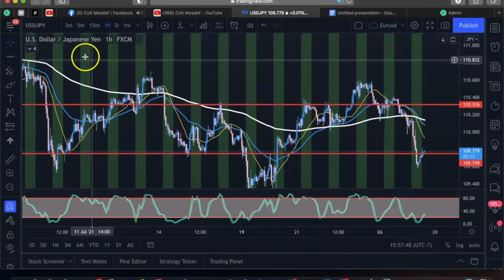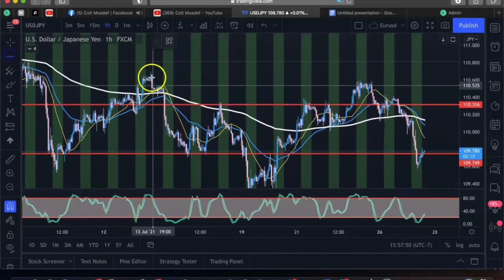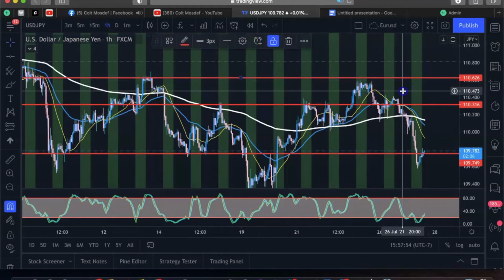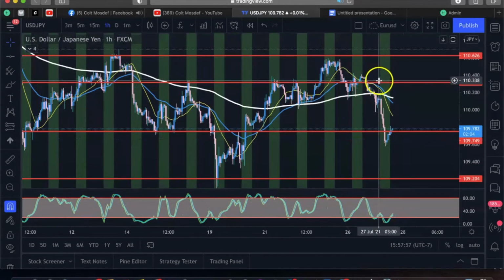Okay, then let's get one more right here. Boom. So I'm going to just put 4. So we have our resistance zones right here, resistance, resistance. Then we have support right here.